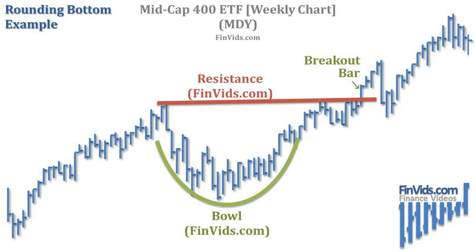Here we have a chart example of the rounding bottom after an uptrend in the mid-cap 400 exchange traded fund. So here we have the bowl. A resistance line is drawn from the left lip to the right lip, and a breakout above that resistance line triggers the buy signal. Also notice in this chart that after prices move upward after the breakout bar, they fall back downwards towards the resistance line. This is called a pullback and is very typical.